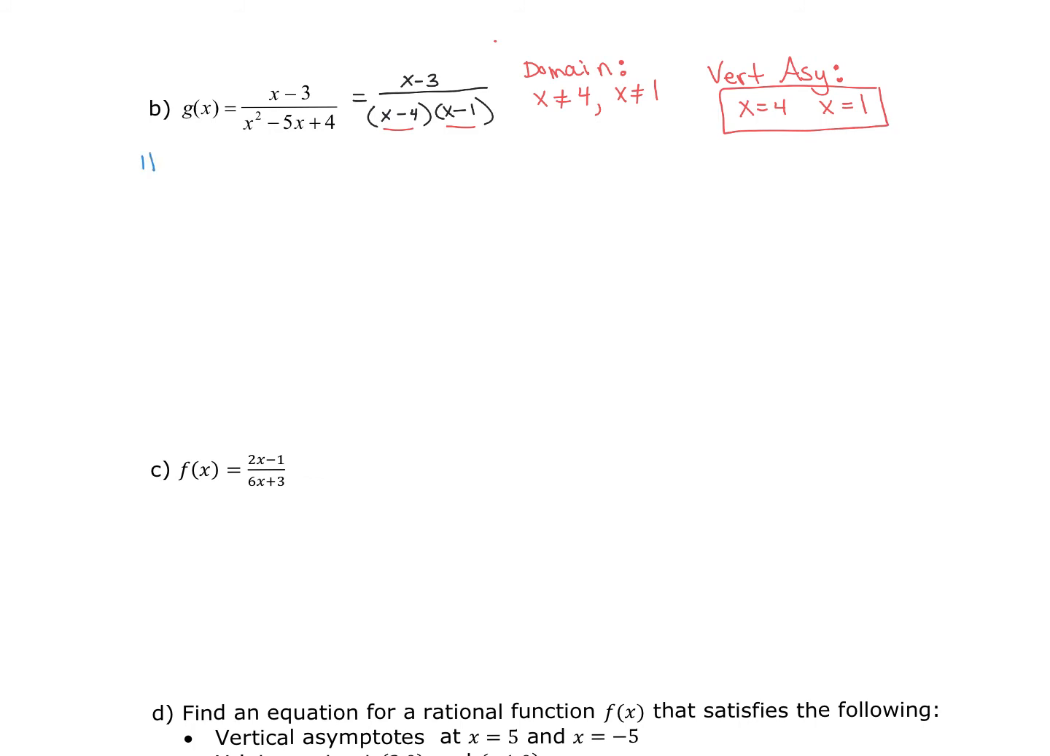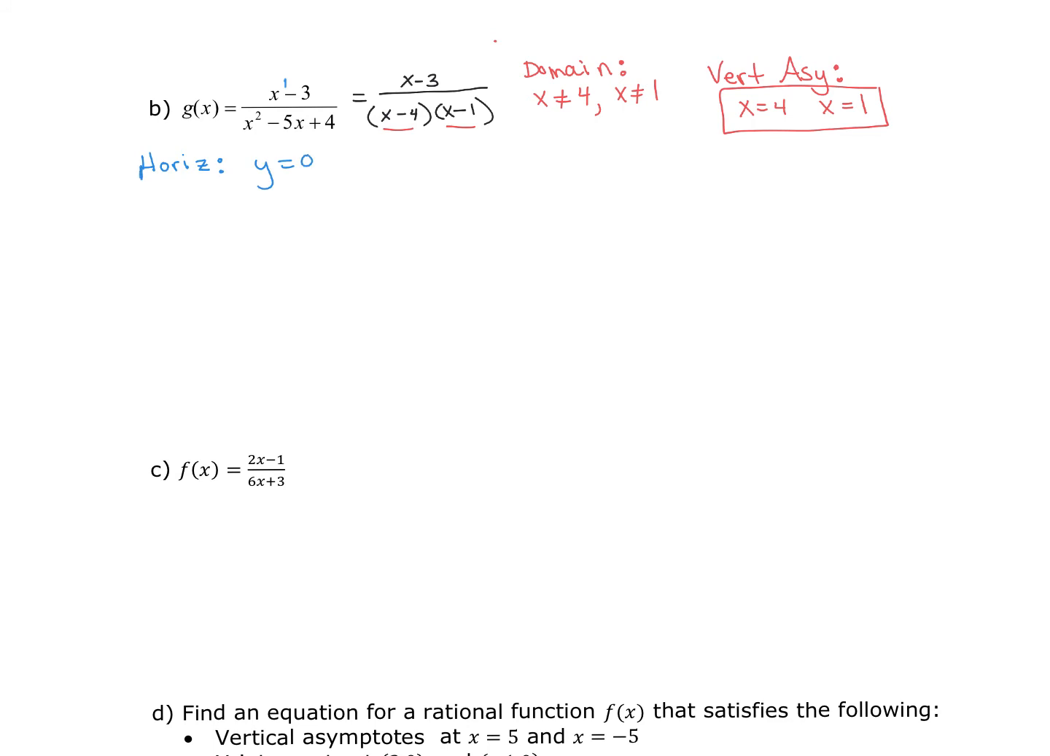To find my horizontal asymptote, I look at the degree. And I notice that the degree of the top is 1 and the degree of the bottom is 2, so it's going to be at y equals 0.